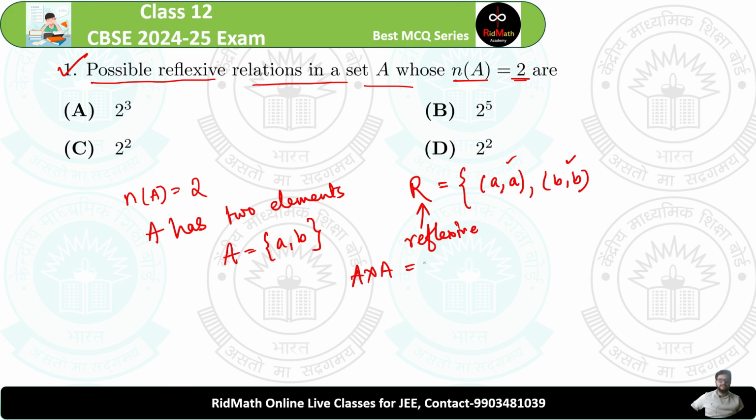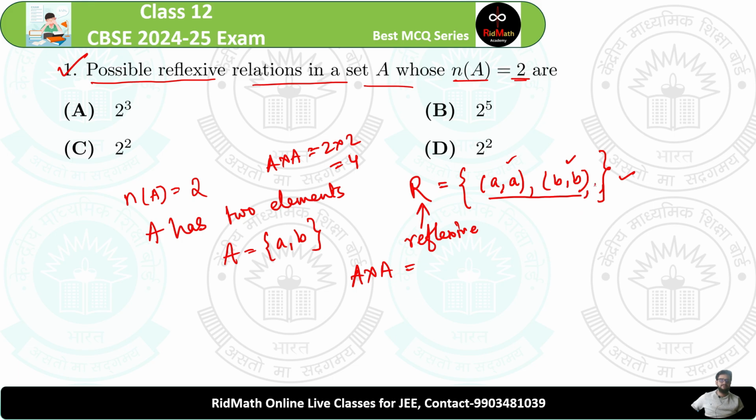How many elements are there in A cross A? There are 4 elements because n of A is equal to 2, so A cross A has 2 into 2, that means 4 elements. From them 2 are already taken, so these have to be in R, and then we can take other elements to make a relation R that is reflexive. We can take none of the other elements, and this can be a reflexive relation.